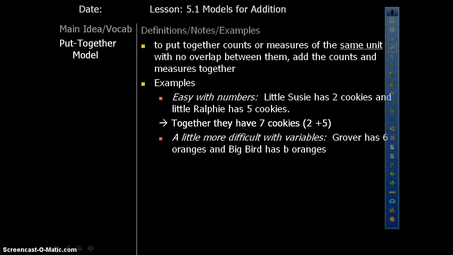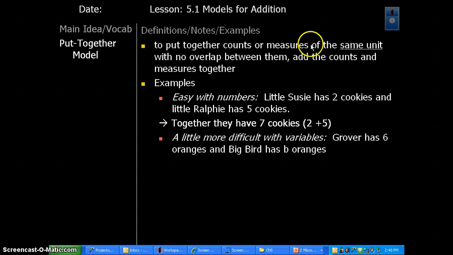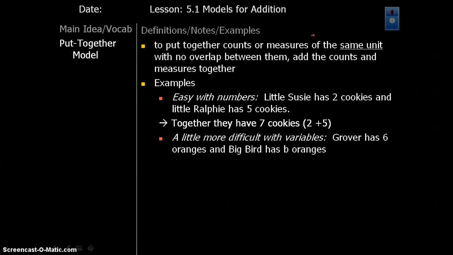For example, if Grover has 6 oranges and Big Bird has B oranges, things get a little bit more complex. But in this case, it's actually pretty simple because we are just going to be determining that together they have 6 plus B oranges. It feels strange at first to not really answer the question, but by indicating that we would add 6 plus B, we have answered the question.